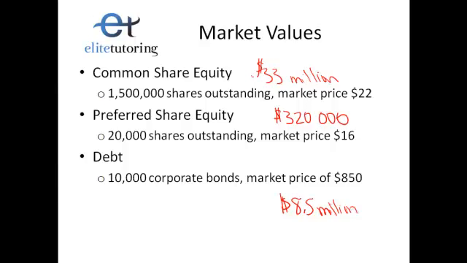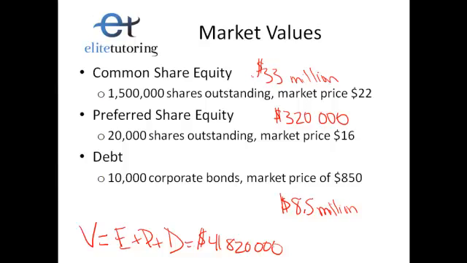We sum these three values to get the total value of the firm because we know that V equals our equity plus our preferred equity plus our debt. If we sum these together, we get $41,820,000.